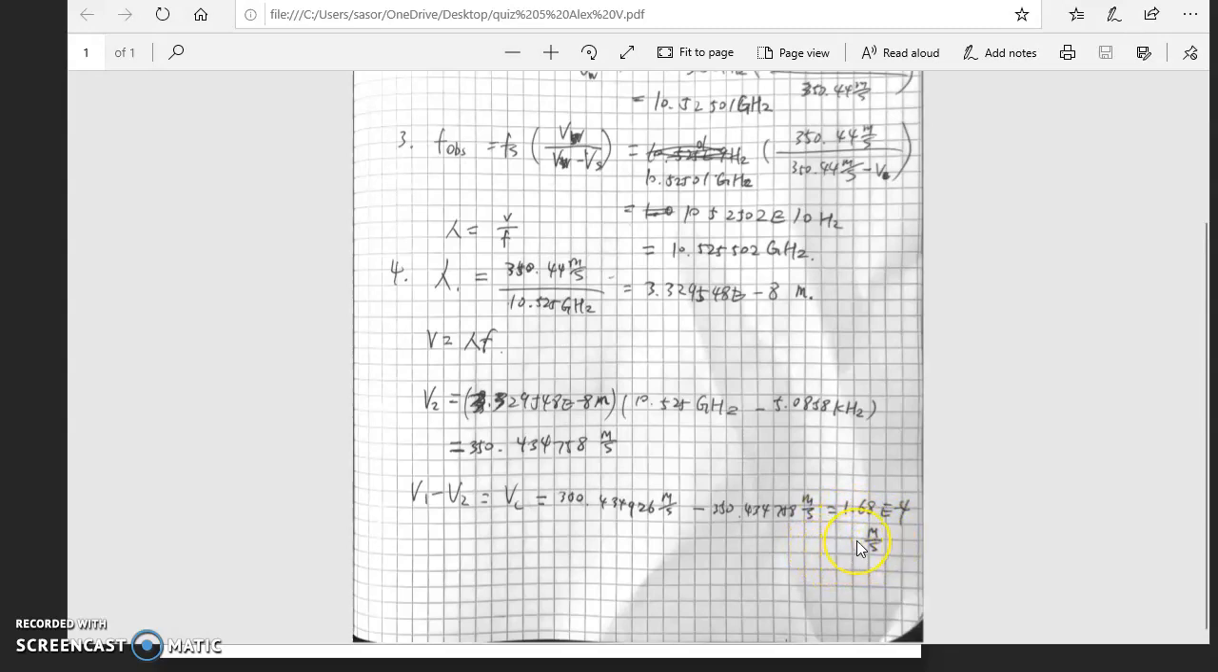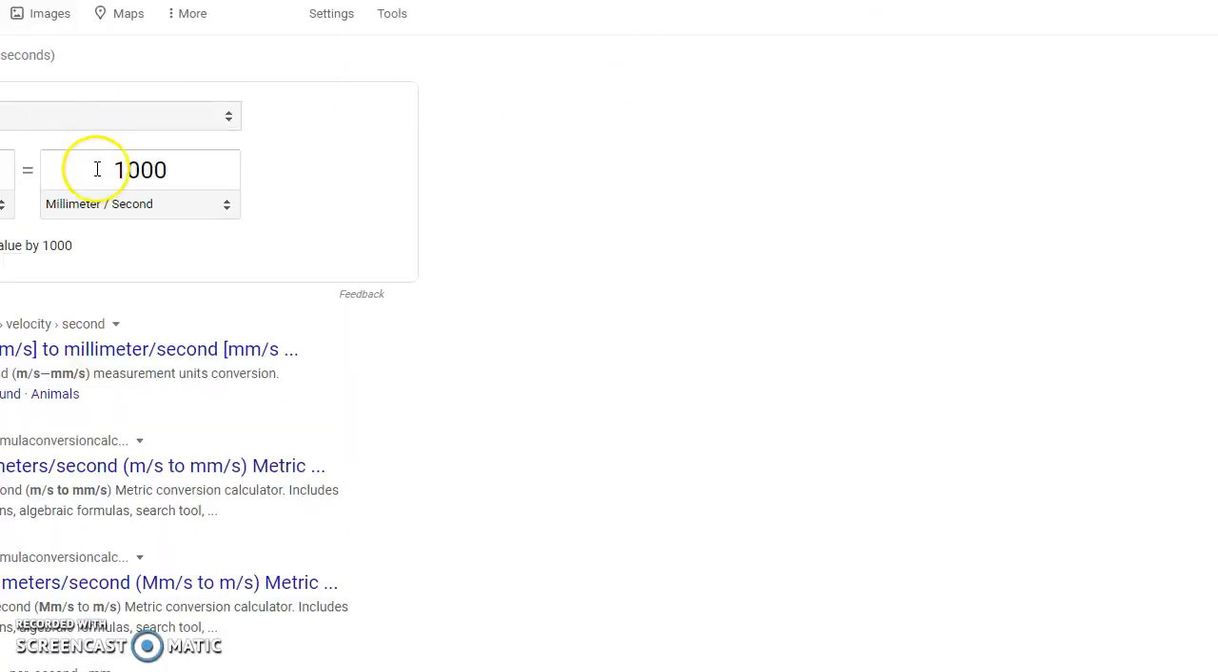In millimeters per second would be 1.68 e minus 1. I believe it's 1,000, so 10 to the third. Okay, I'll adjust that in the email.